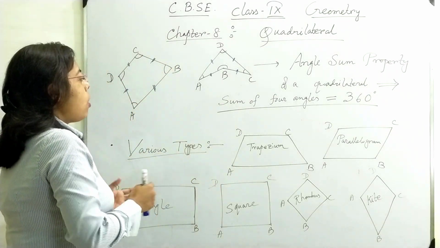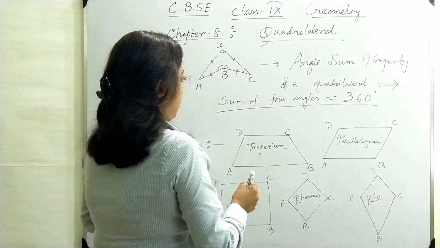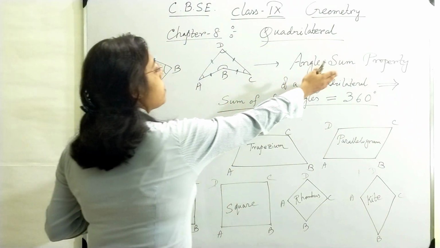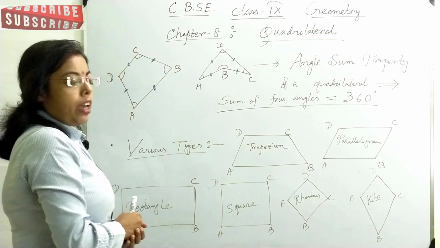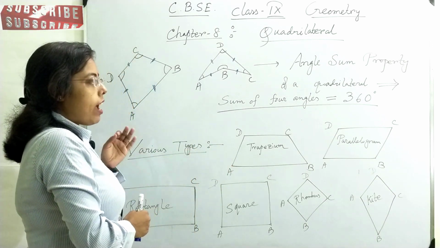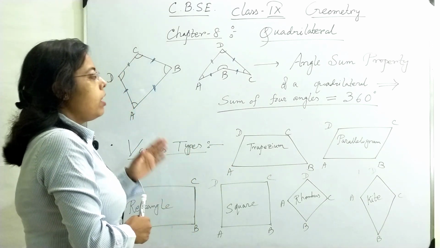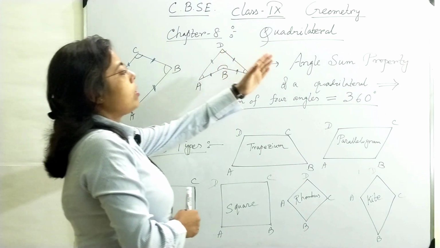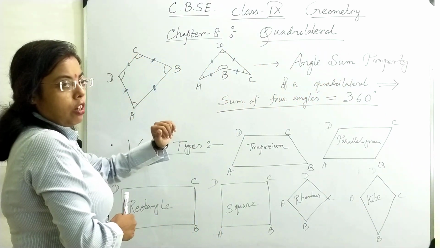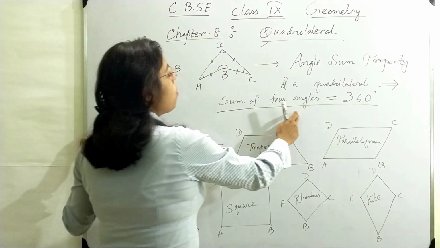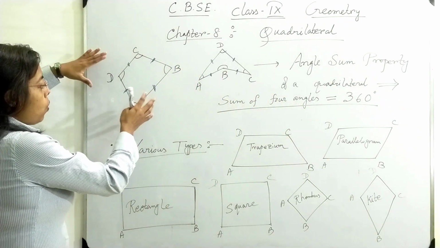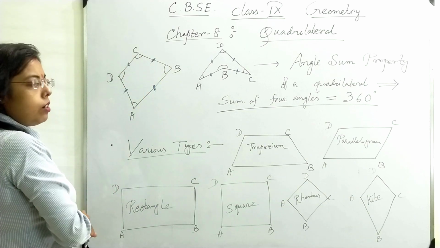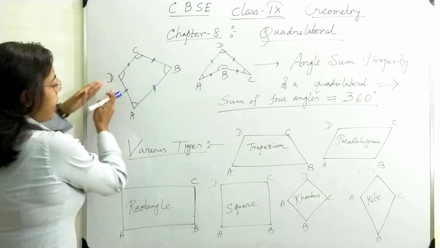Clear? Now the most important property we will discuss is the angle sum property of a quadrilateral. In the previous class, we discussed the angle sum property of triangles, right? Here we will discuss the angle sum property of a quadrilateral. This is nothing but the sum of 4 angles. In this picture you can see there are 4 sides, so it will make 4 angles: angle A, angle B, angle C and angle D.